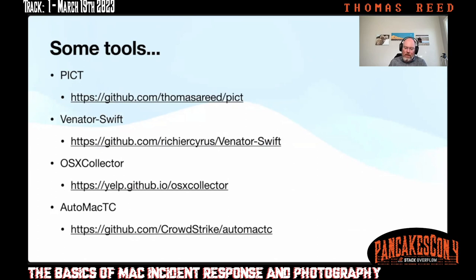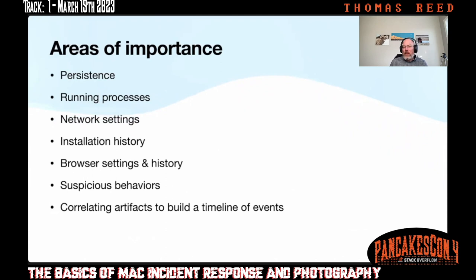So there are a lot of areas of importance when you're doing this sort of thing. Here's just a list of some of them. Generally speaking, you're going to be looking at all kinds of things like this and sort of building a timeline. Today, since we're on a fairly limited schedule, we'll only have time to really talk about the first one here. And on macOS, that's often the most important one. If you look at methods of persistence, that is often your key to figuring out what's going on and whether a Mac is infected or not.